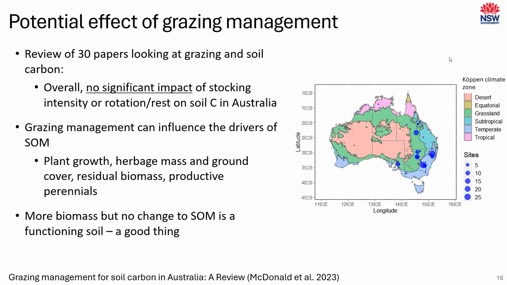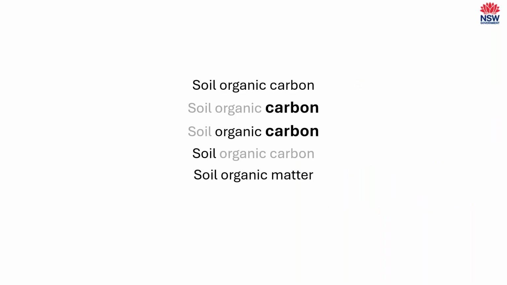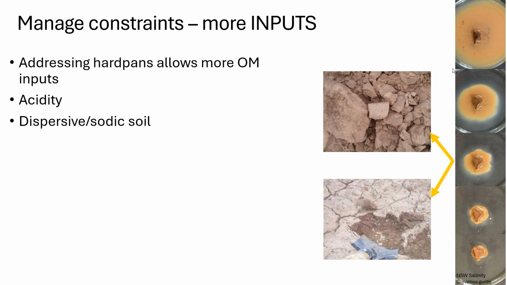You could get increased biomass, ground cover, productive perennials, but again, that cycling of the organic matter coming through is a really good thing to see. So it's not a negative to say that your levels are just staying flat. And again, I just want to reinforce that it's not just carbon, it's soil organic matter. That's really important. So what can carbon organic matter provide or help in the soil?